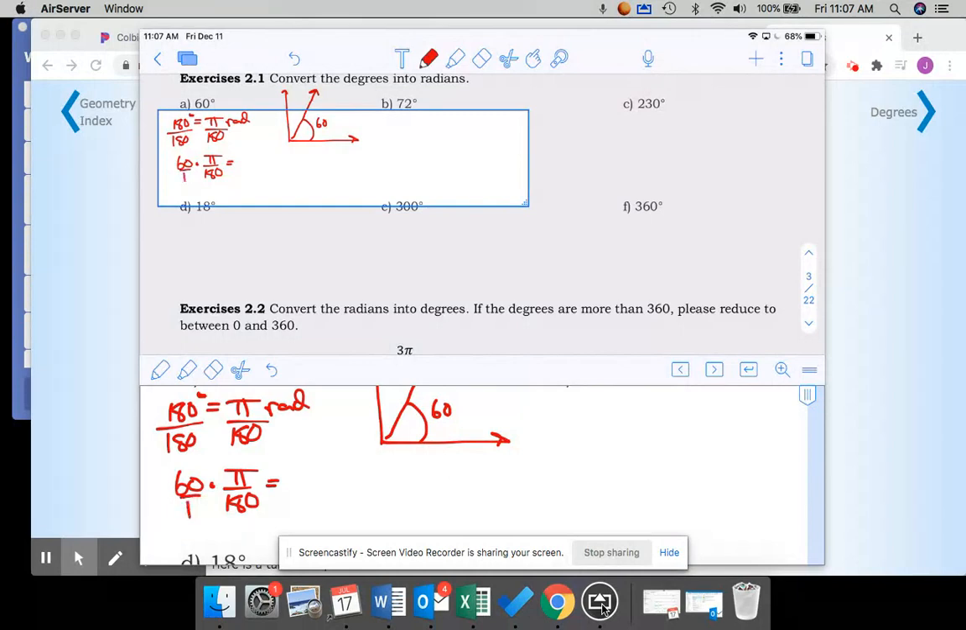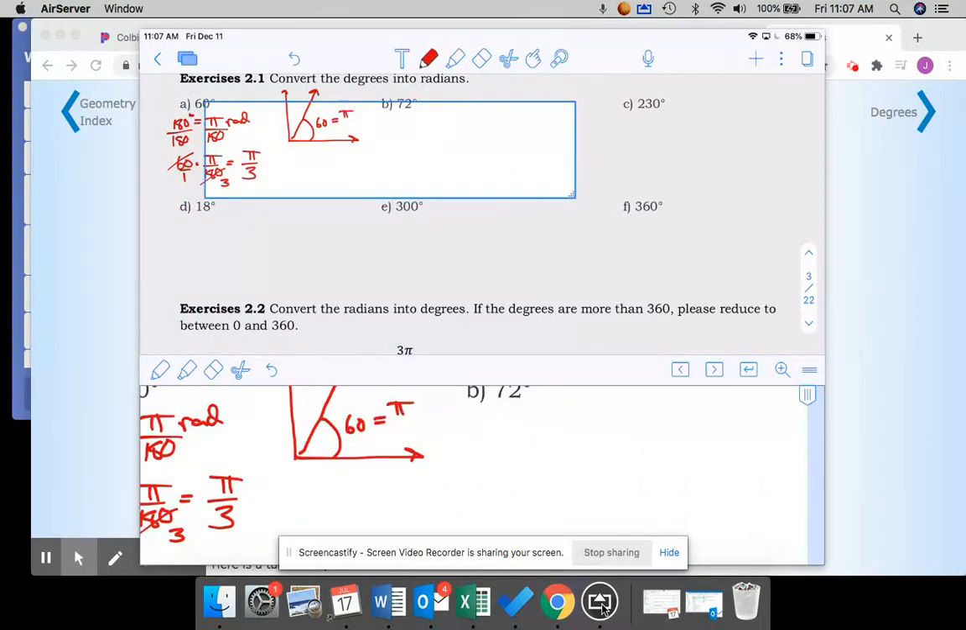Now, a little fraction math. I've got 60 and 180 dividing. I think I'm going to get 3. In fact, I was correct. 60 degrees is the same thing as pi over 3. Cool, let's do that again.